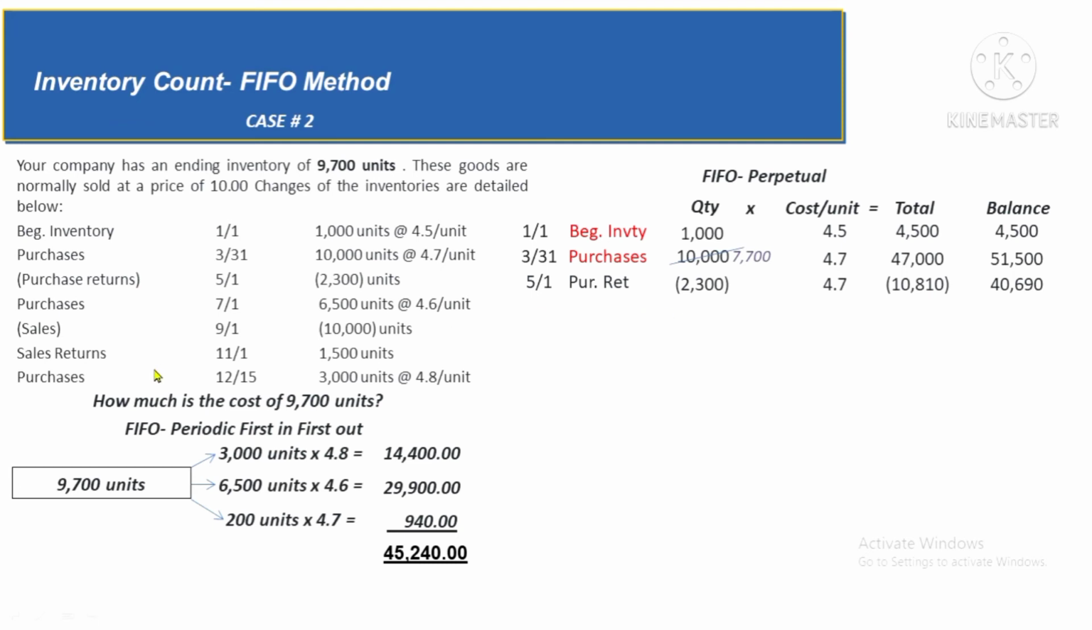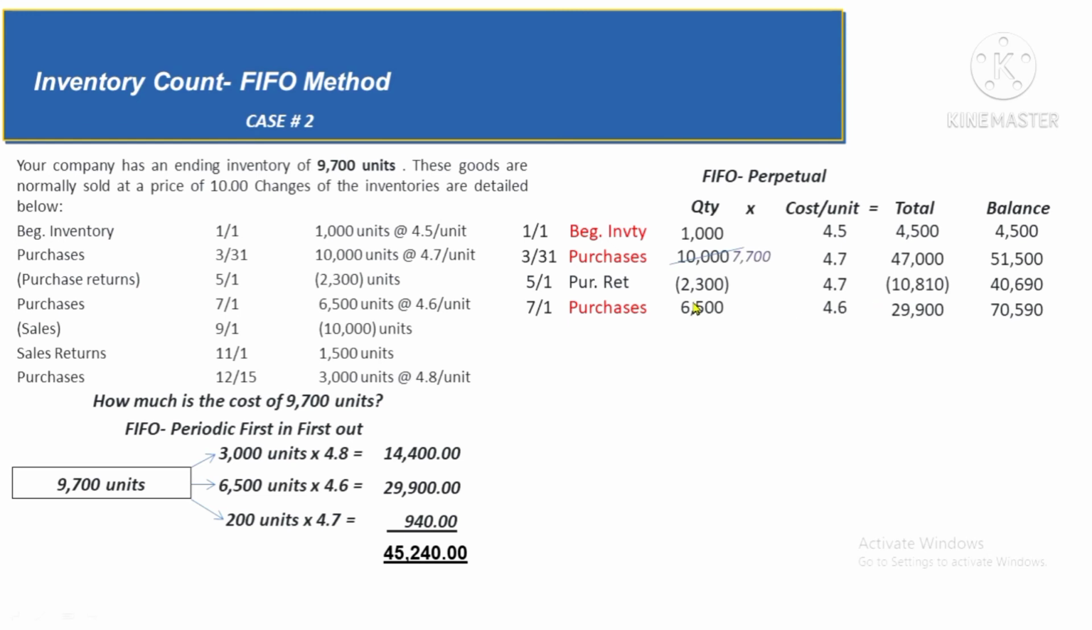Now, on 7.1, another set was purchased, 6,500 units at 4.6. So we can put it right here. So 6,500 times 4.6, the total cost for this one is 29,900. And we need to add this to the running total and we will get 70,590.